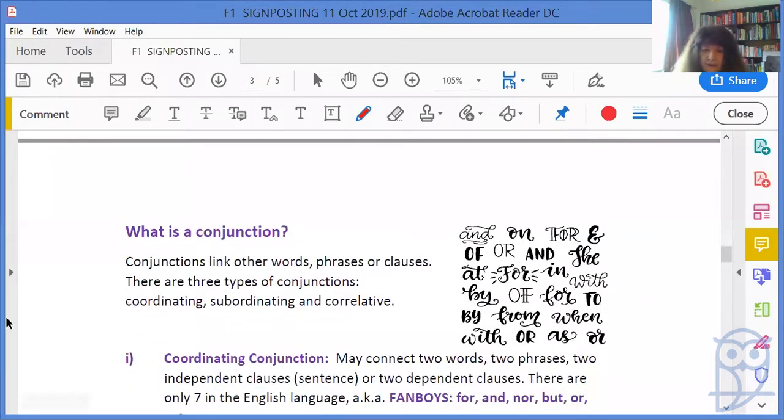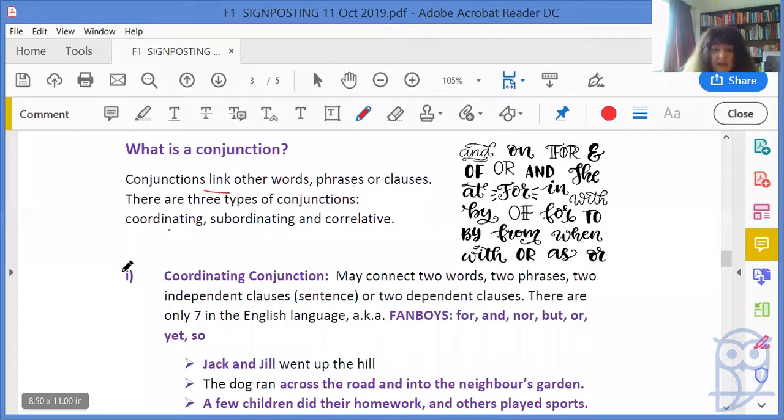Going on a bit further, what is a conjunction? Is there a difference between a conjunction, a connector, a connecting word, a linker? They're all very, very similar. They're all signposting words. Conjunctions link other words, phrases, or clauses. Okay, and there are three types of conjunctions: coordinating, subordinating, and correlative.